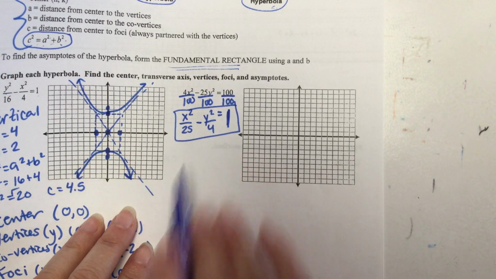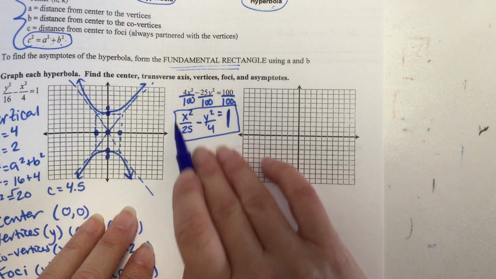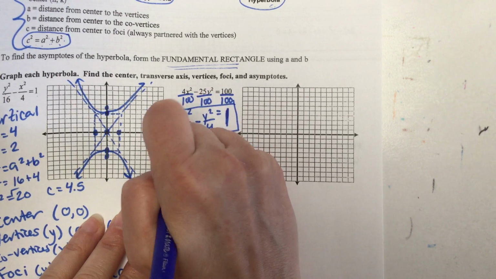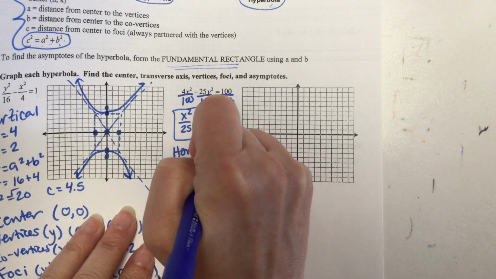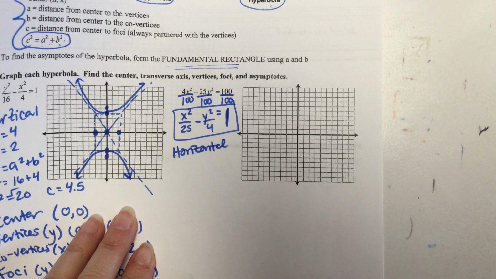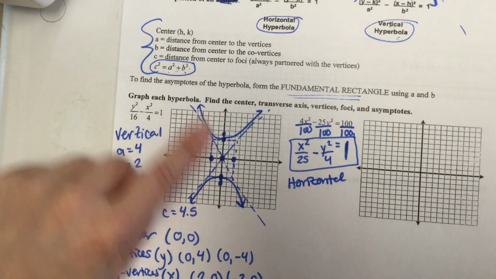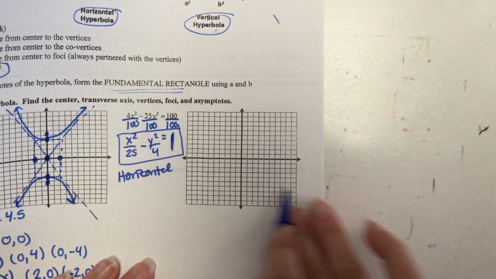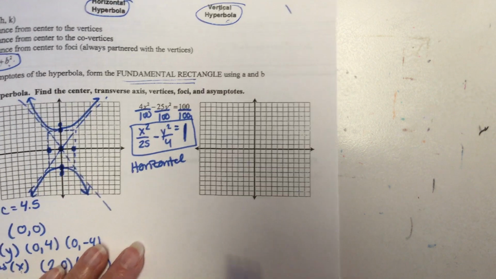Now if I look, cool thing with this, the first fraction has an x, so that means this is going to be a horizontal hyperbola. That means that the branches are going to open left or right. Like this was vertical, so they open up or down, the vertical direction. This next one, we're going to have one to the right and one to the left.